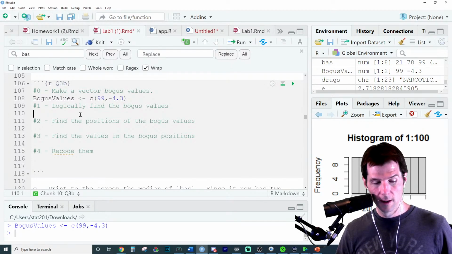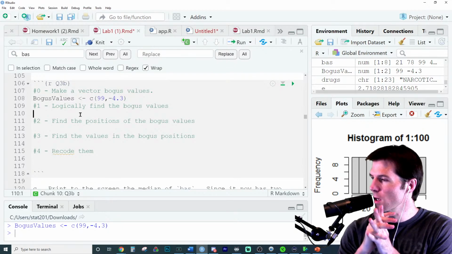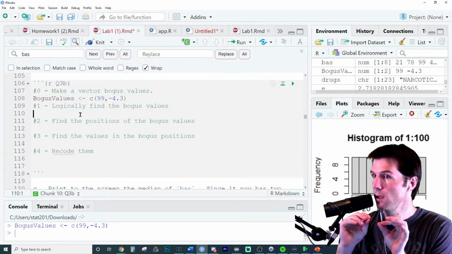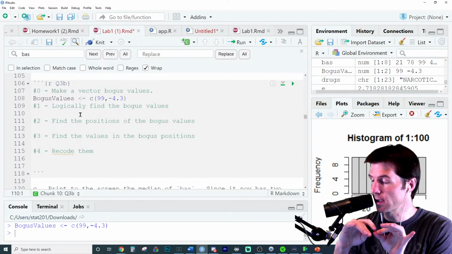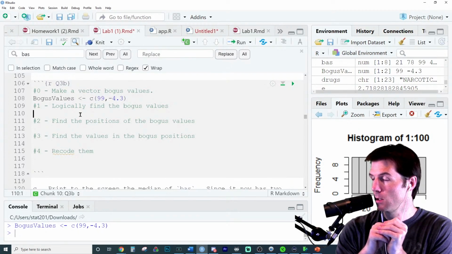Hot take. Logically find the bogus values. So now we want to look to see if any of the BAS elements are contained in the bogus values.